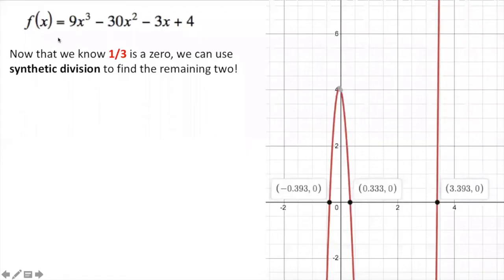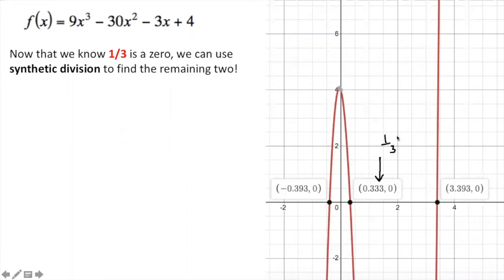So going back to our example here, I would suggest you do the following. Put this in the Desmos and look for something that seems to make sense, okay? 0.333 indicates 1/3. We did confirm that using the rational root theorem, but going forward, I don't think we have to go through all that work.